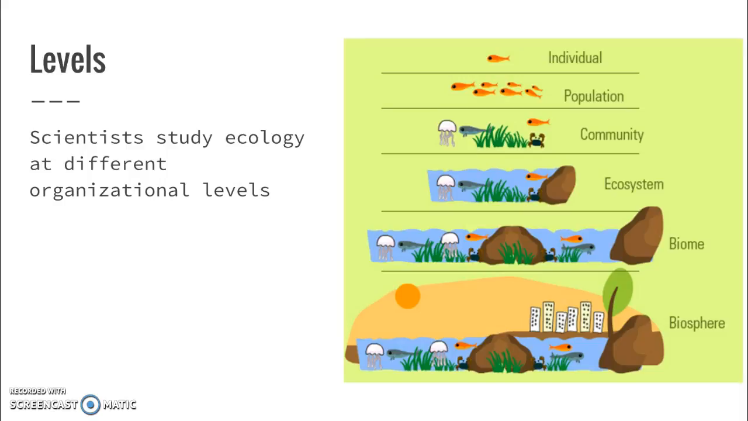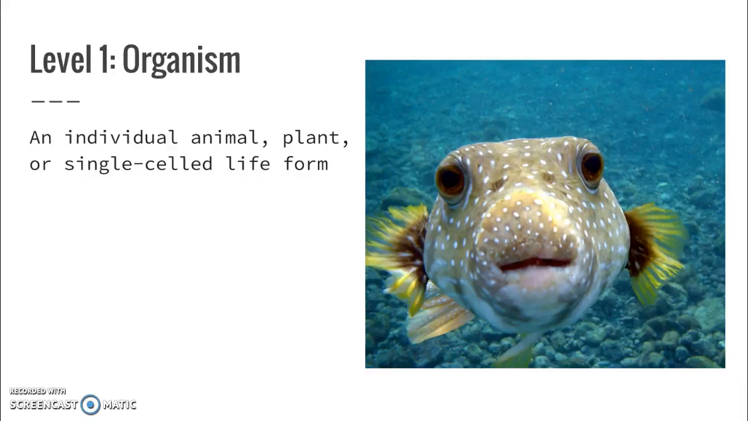So scientists study ecology at different levels. So there might be some that study the biosphere, which you can see on the right is the biggest level of ecology, but others might study smaller aspects such as an individual, a population, a community, an ecosystem, or a biome. So we're going to take a look at each of these different levels. Level 1 is going to be your organism, which is going to be an individual animal, plant, or single-celled life form. So this is going to be any biotic factor at its simplest, just the organism, the individual. If you look to the right, you can see a fish, and this is going to be our organism.